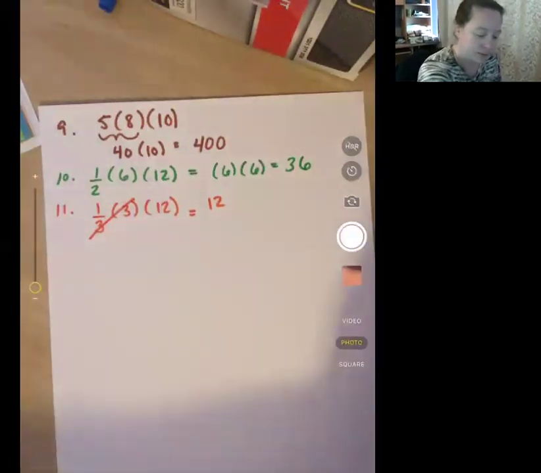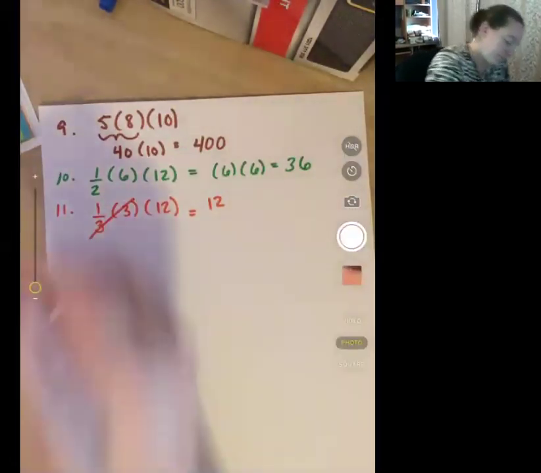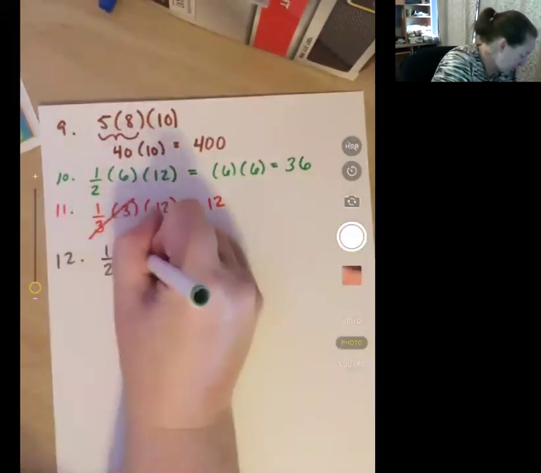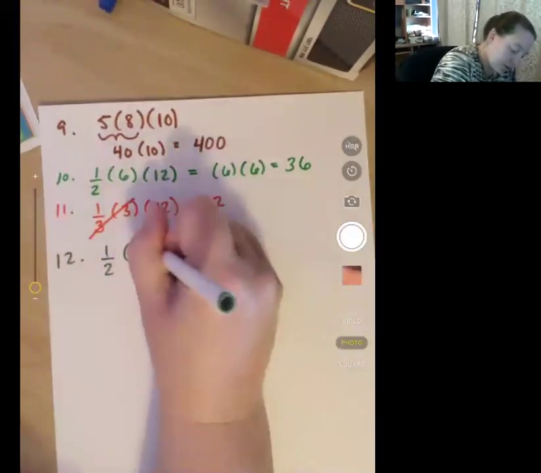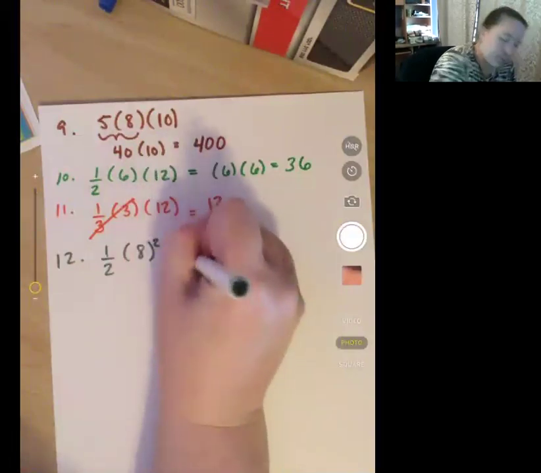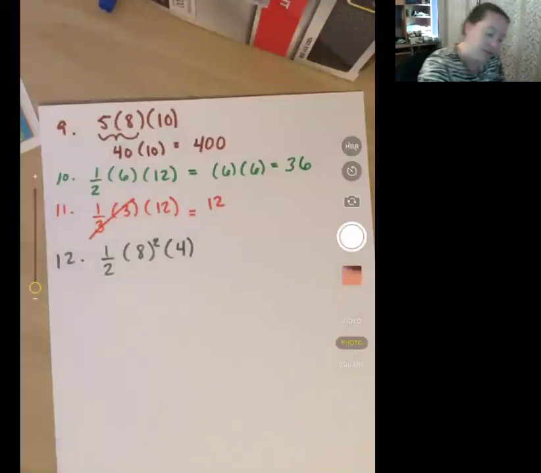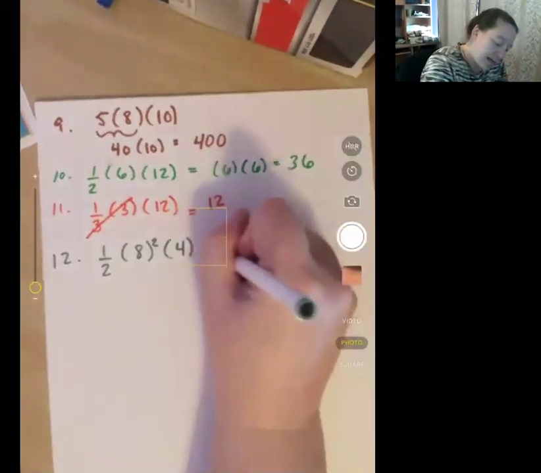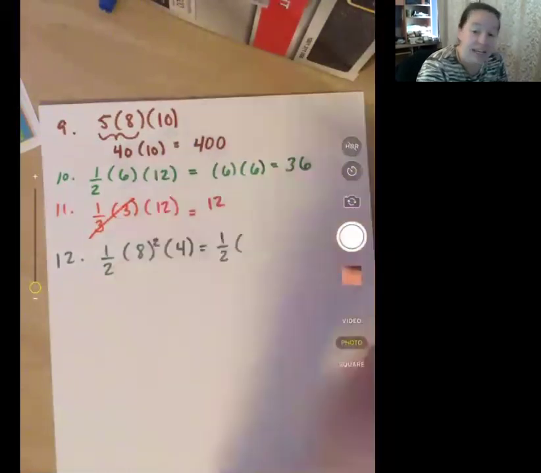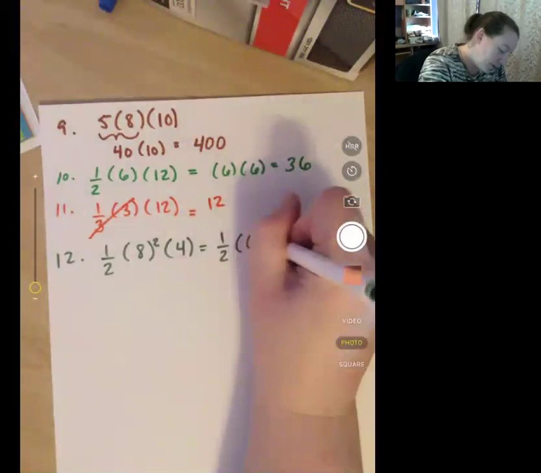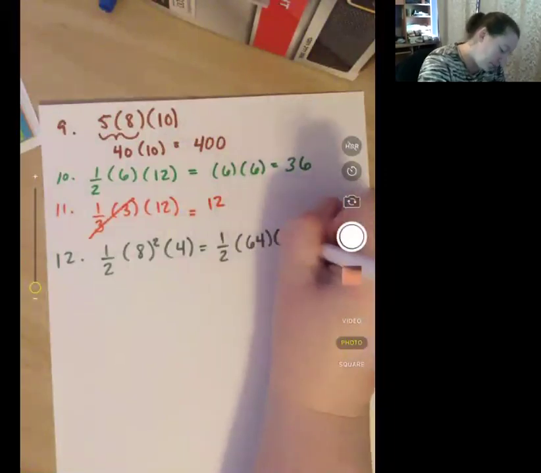Number 12. 1/2 times 8 squared times 4. Okay, have to do PEMDAS again. I have a squared in there, so I have to take care of that first. So I do 1/2 times 64, times 4.